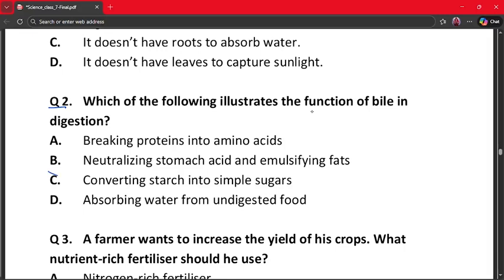The correct answer is option B, because here we focus on what bile does and what it does not do. Bile does not digest food directly. Instead, it neutralizes the acid coming from the stomach. At the same time, it breaks large fat droplets into smaller ones. This process is called emulsification. So option B is the correct answer.